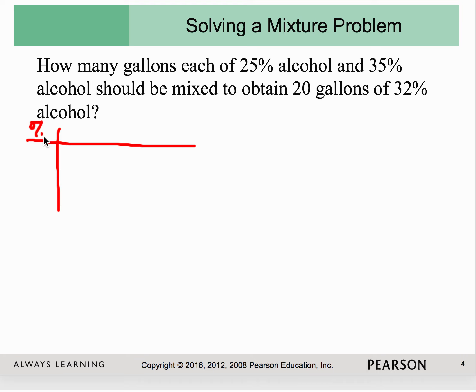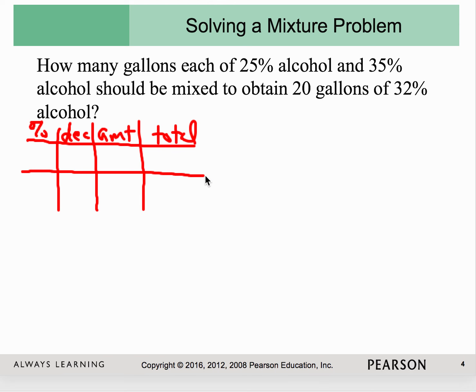But our key is if I can remember how to set up this table. Okay, percent, and this is just to remind me that I can't do math on a percent, so I change it to a decimal. And then amount and total. And it's going to be this times this equals this. So if I can fill these in, I'm mixing two things, so I'm going to have 2 rows, and then I'm going to have my bottom. So just fill in what you know.